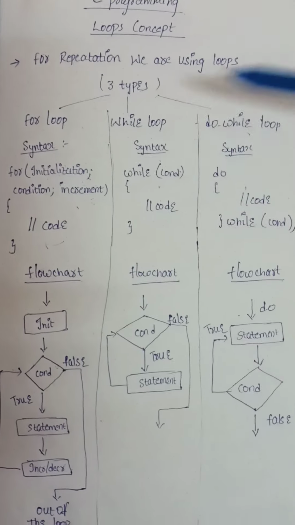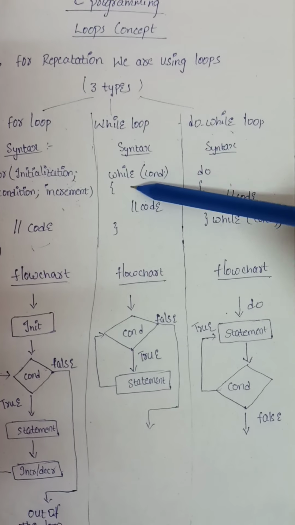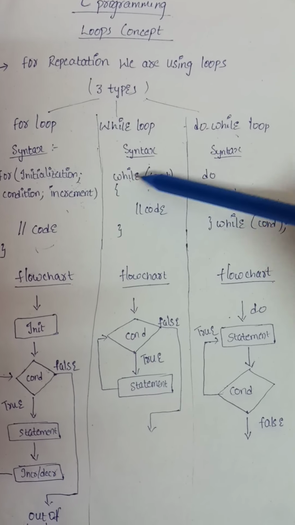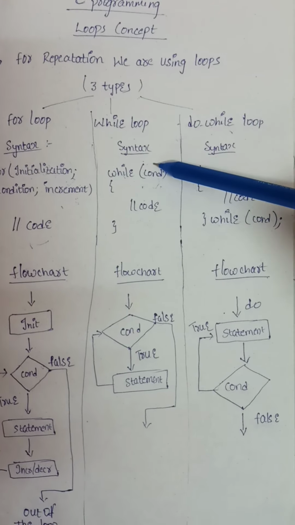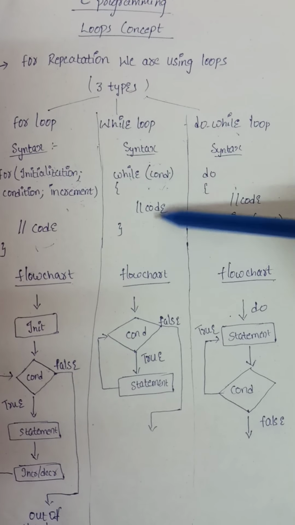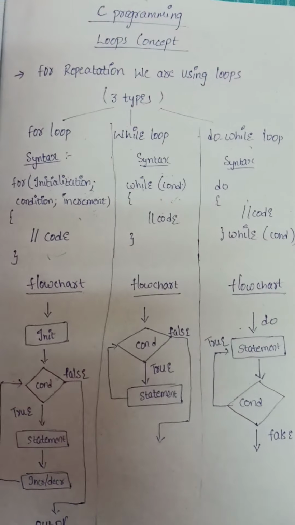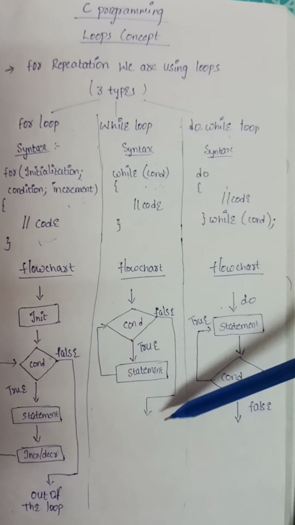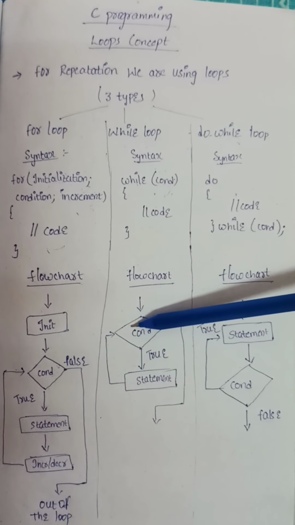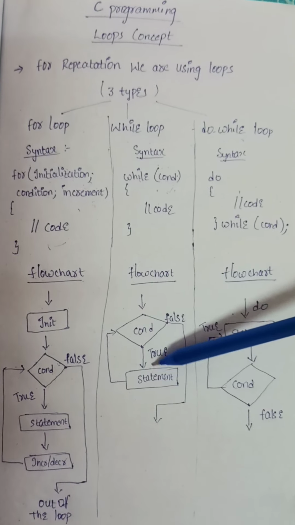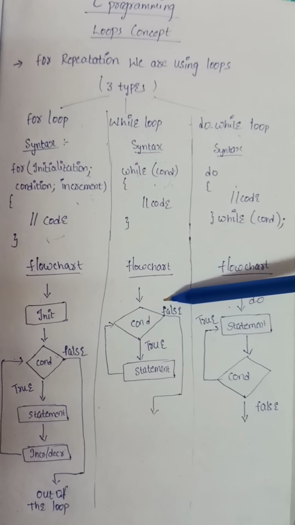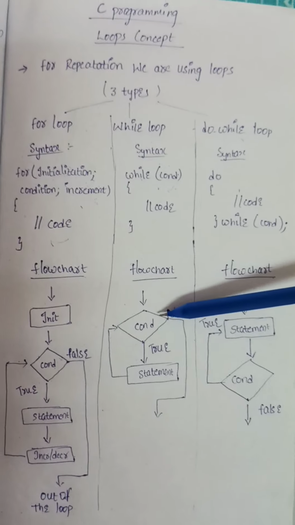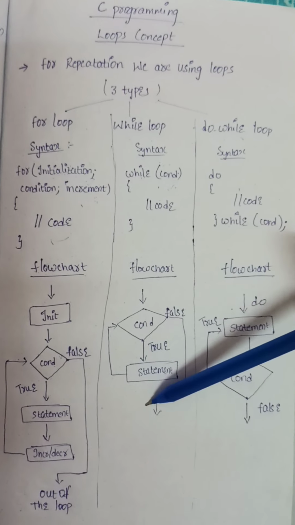And next, coming to the while loop. This is the syntax for the while loop, which means while of condition, the condition which we want to specify here, and the code which we want right here. Coming to the flowchart of the while loop, it will check the condition first. If the condition is true, the statements inside the loop will be executed until the condition becomes false. After the condition becomes false, it will come out of the loop.